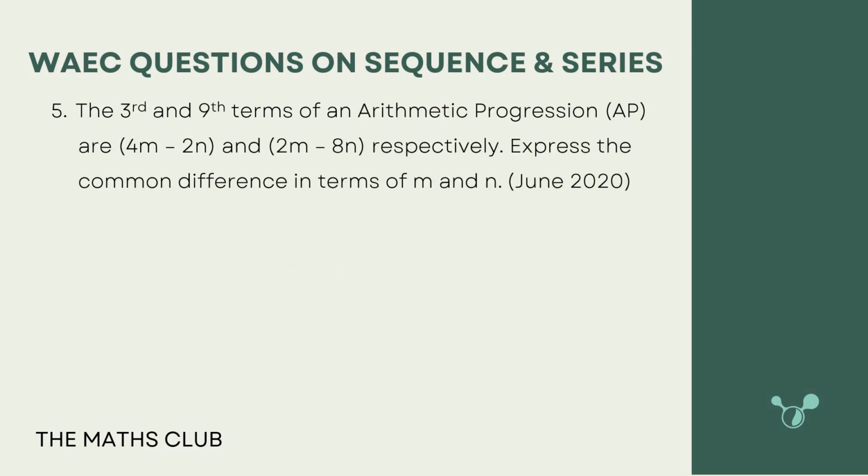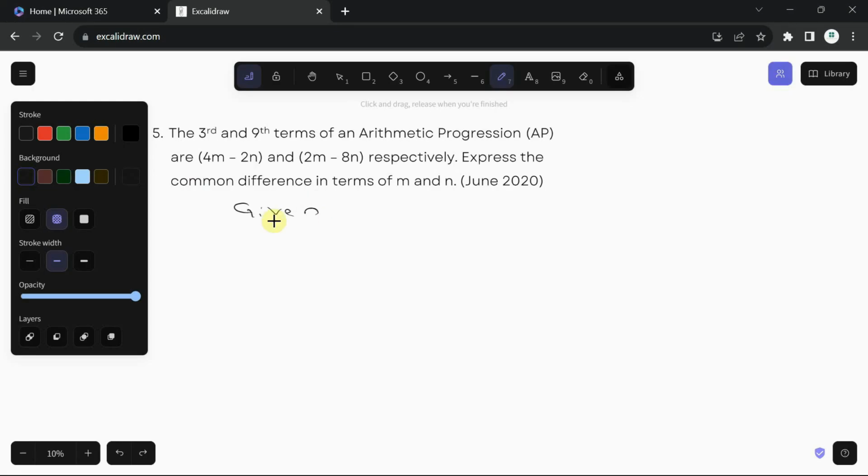Great. Now the next question says that the third term and the ninth term of an arithmetic progression are 4m minus 2n and 2m minus 8n respectively. Express the common difference in terms of m and n. What are we given? We are given t3 to be equal to 4m minus 2n, and we are given t9 to be 2m minus 8n. We are told to find the common difference, which is d.